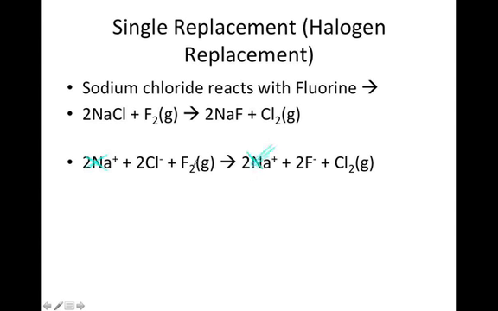And we're left with our chlorine, our fluorine, and our fluorine, and our chlorine. So we have our net ionic made up of those.